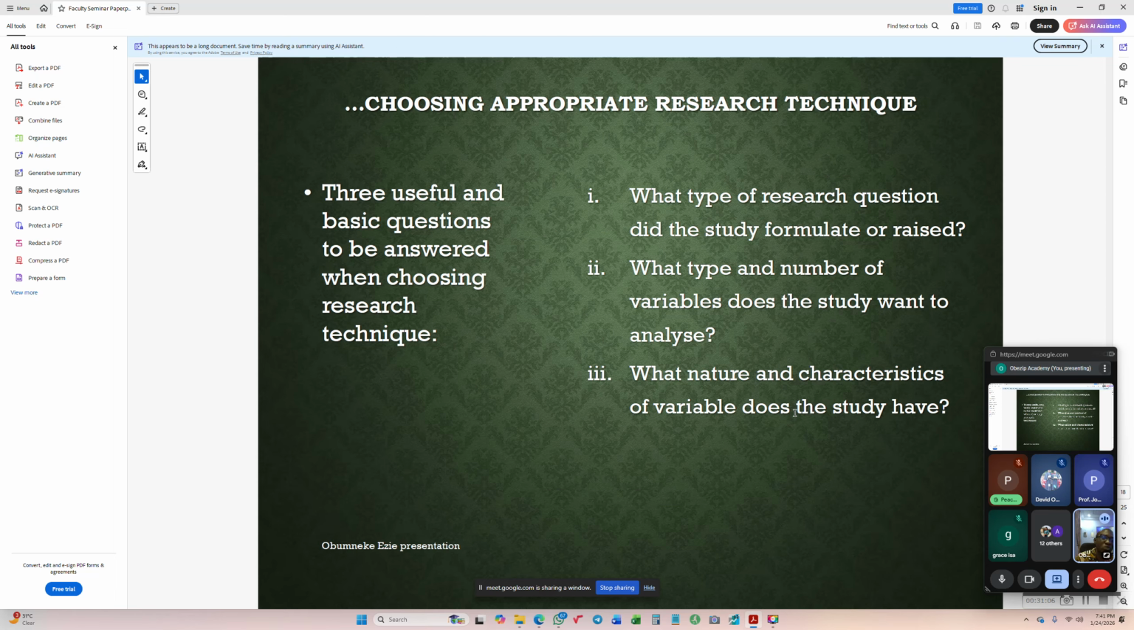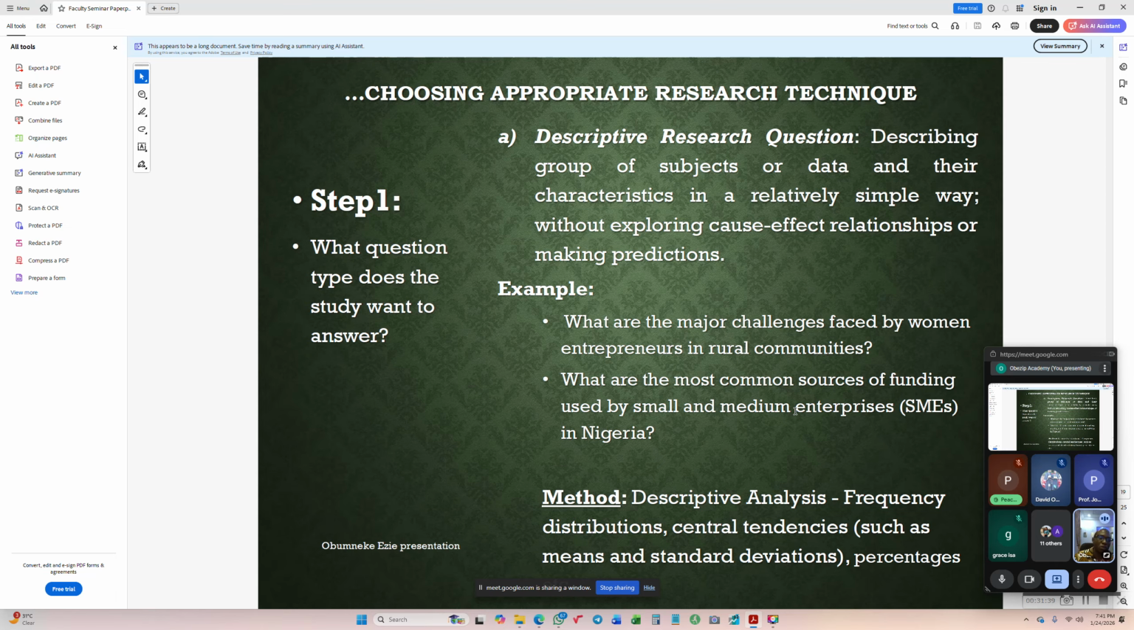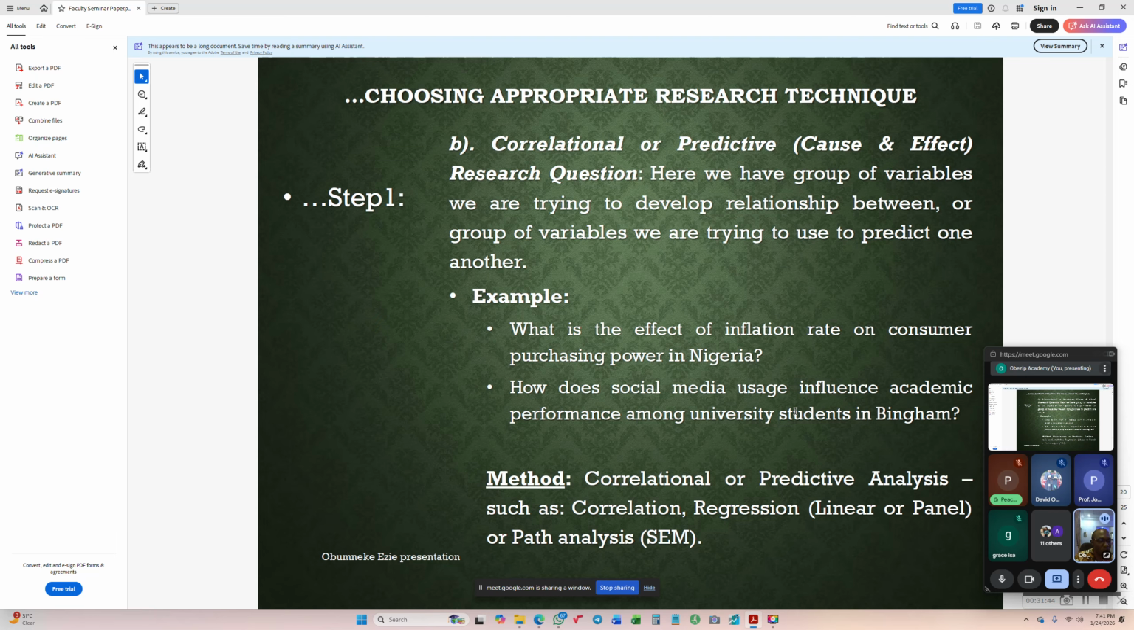Remember, we said that the first thing you need to do is to identify the type of research question raised. Is it a correlational research question? Is it descriptive? Or is it group differences? Then what are the types and number of variables in each? And the third one is, what is the nature and characteristics of the variables that you intend to study in your research question? If you can answer these 3 questions clearly in your research question, then you should be able to know the appropriate research technique to eventually use. And of course, I gave examples of each of the research techniques you must adopt depending on the nature of the research question you may have raised.